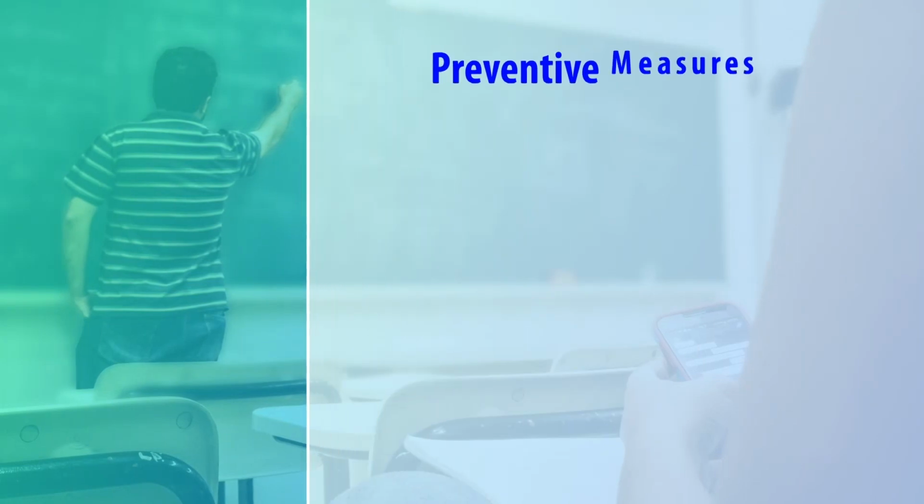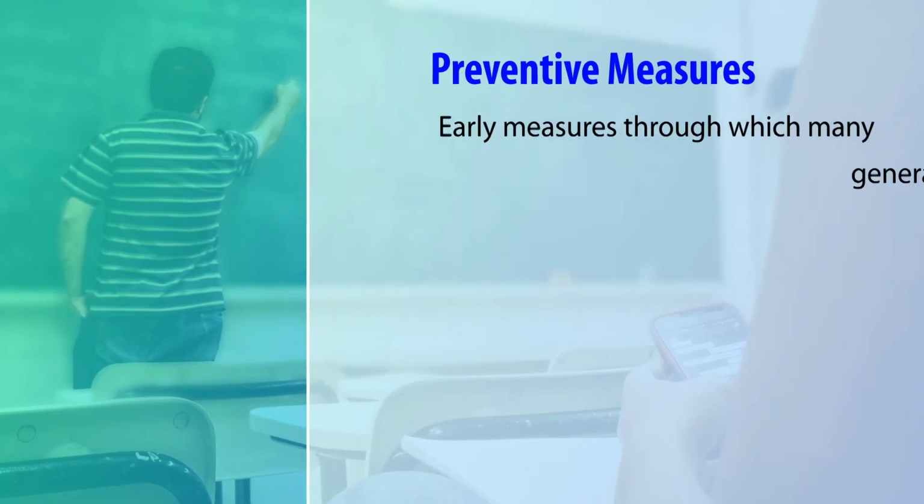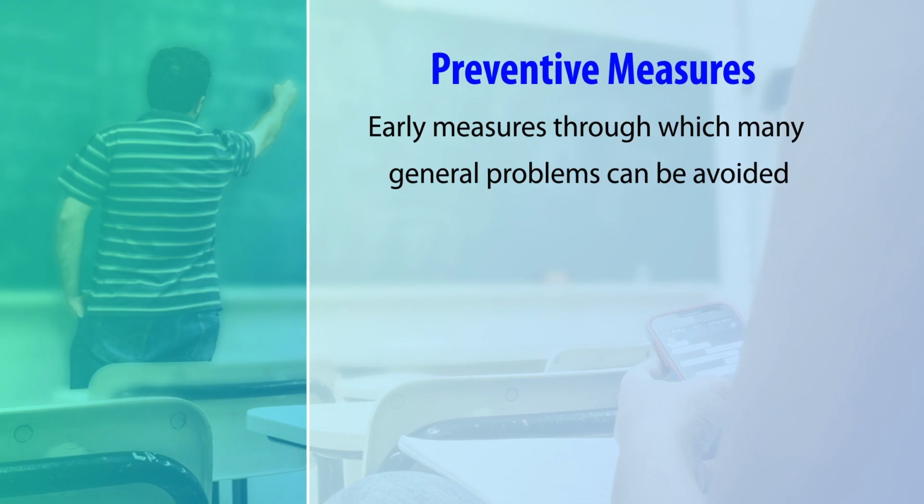What are the preventive measures? These are the measures which, if adopted, help avoid problems in the future. They are the measures adopted by the teacher and school even before the problem occurs. These are early measures through which many general problems can be avoided.